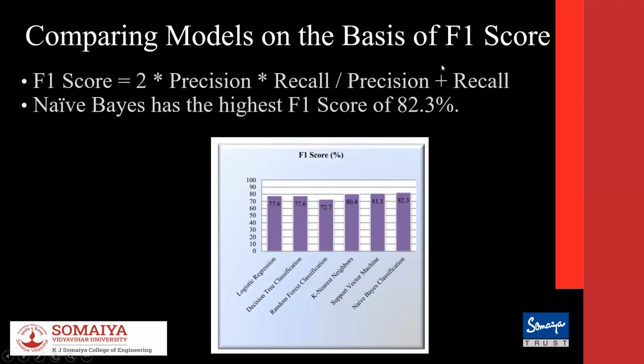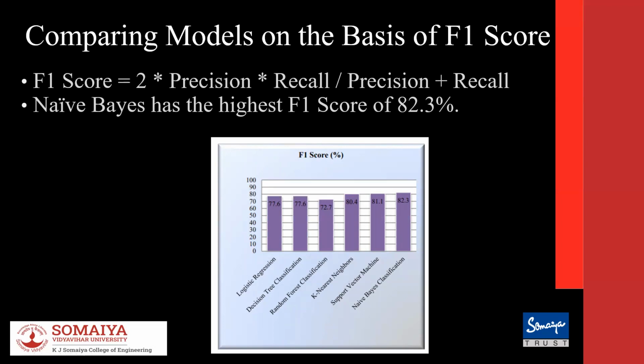Next, we compare them on the basis of F1 score. F1 score is basically the harmonic mean of precision and recall. Harmonic mean is nothing but 2 into precision into recall upon precision plus recall. And naive Bayes has the highest F1 score of 82.3%. And the lowest F1 score is obtained by random forest classifier of 72.7%.